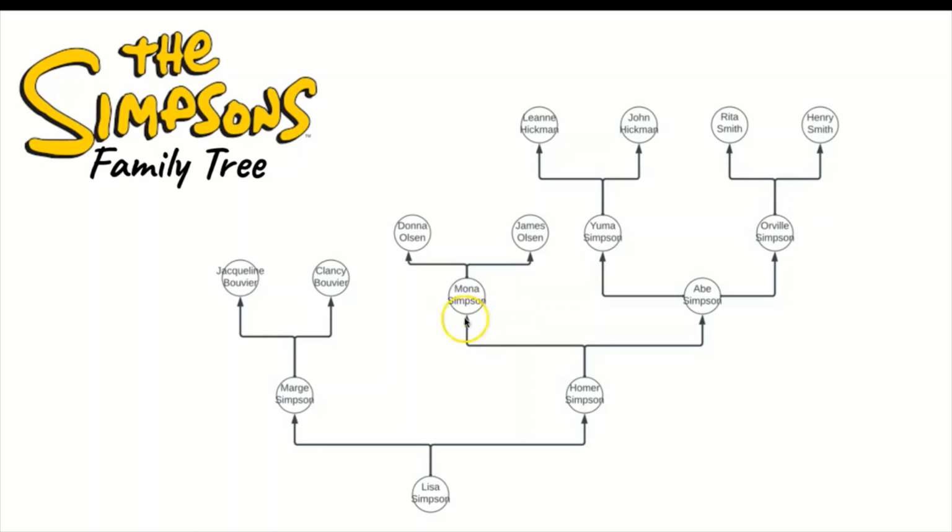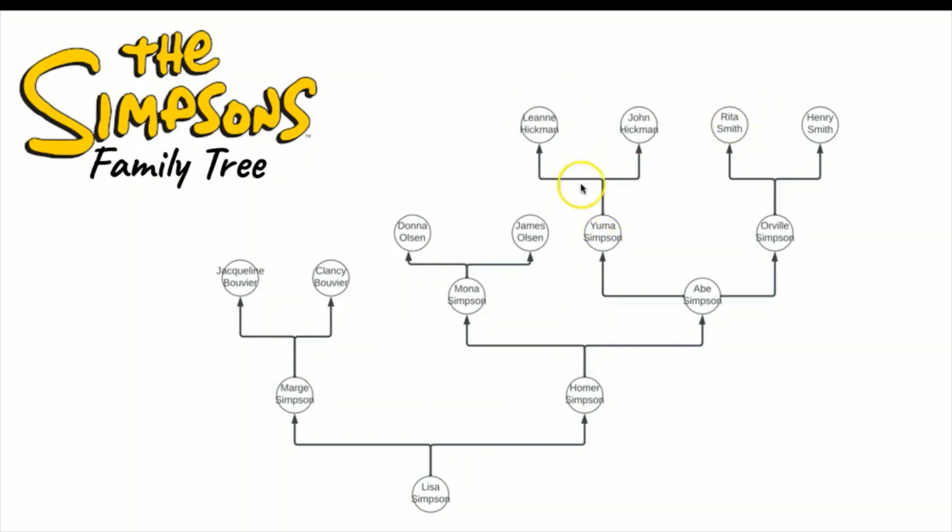Here is our visual, the family tree we're going to be doing for The Simpsons. We start at Lisa as the root, and her parents are Marge and Homer Simpson. Mothers are going to be pointing to the left, fathers are going to be pointing to the right. So Marge's mother is Jacqueline, Marge's father is Clancy. Same thing over here. The mother is Mona Simpson, and over to the right we have Abe Simpson, Homer Simpson's dad. All the way up this list, and so on and so forth.